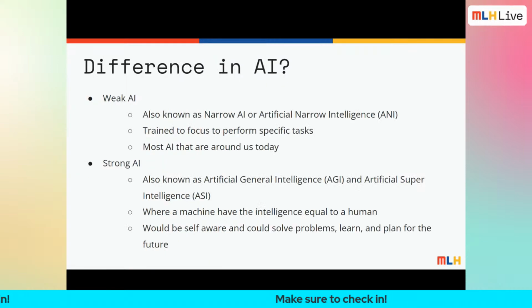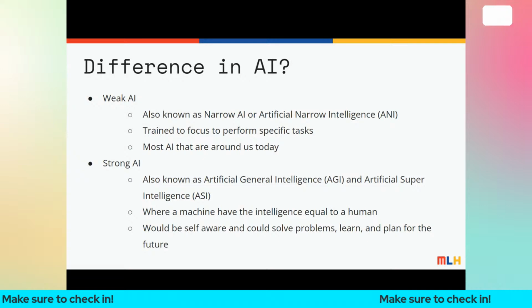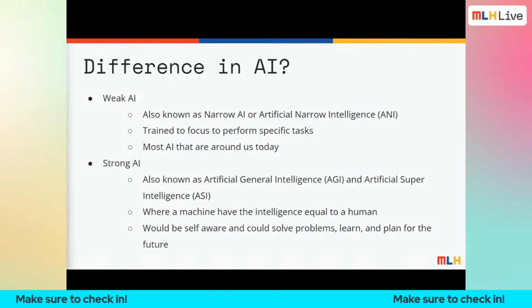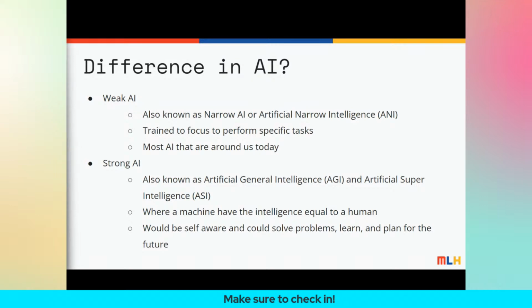So let's dive down to type 1, right? So what is the difference between these AI? These are really important. In type 1, we had weak AI and strong AI, and these are generally the most common types of AI you will see around you. So weak AI, also known as narrow AI or artificial narrow intelligence, is AI that is trained to focus on a specific task. So these are the most common AIs you see around you.